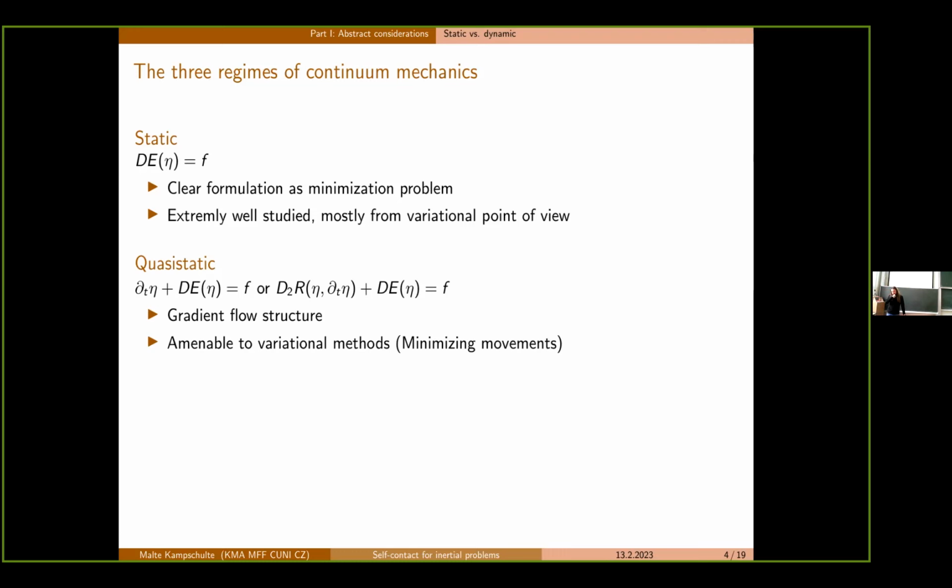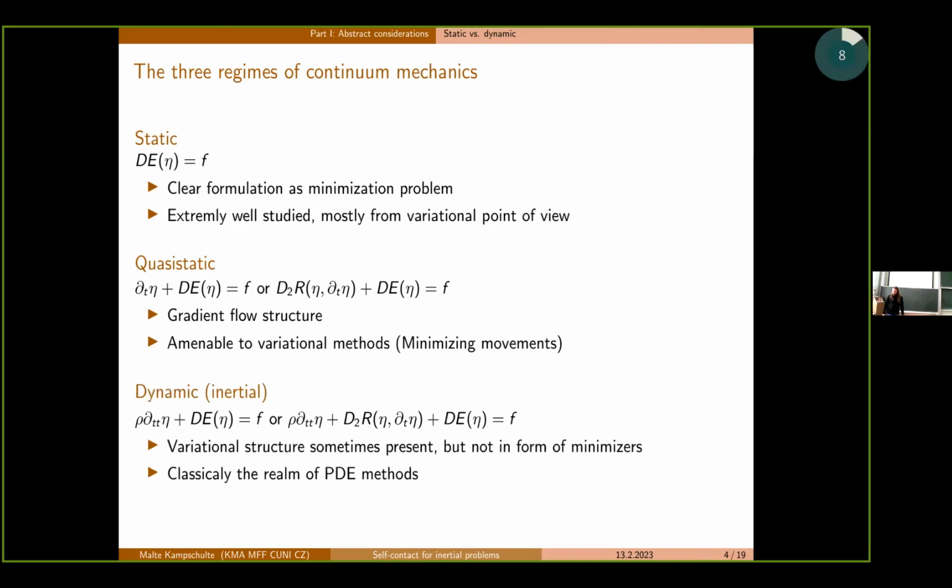And this still can be done variationally, but the idea is you iterate now, you minimize stepwise. I'll mention the details later. So that's still fine. And this is also very well studied for lots of problems. But then there's the final regime, the dynamic. You take your solid and you start throwing it around. And suddenly there's inertia in the game. And there everything is different.